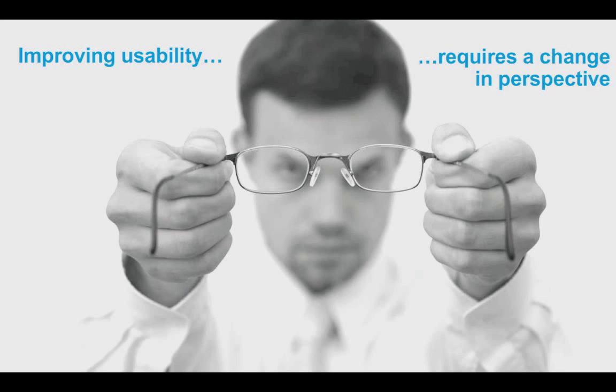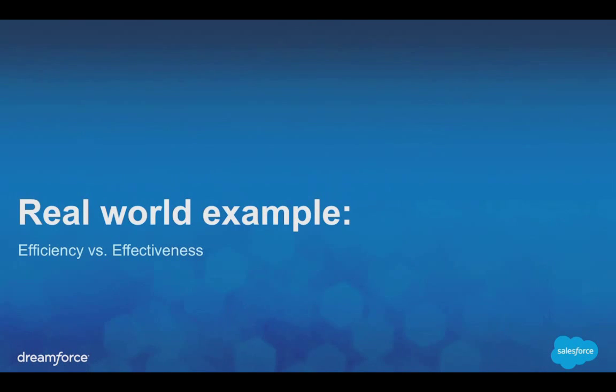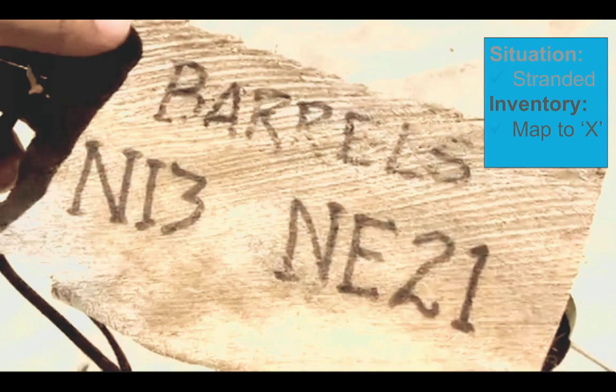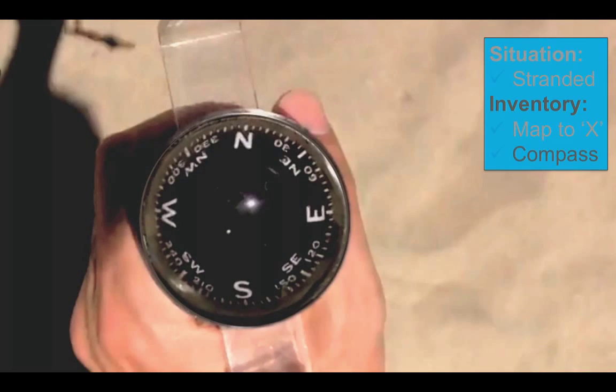All right. So in case that doesn't make sense, I'm going to give you a real-world example. I was pretty proud of this real-world example that I found. Fortunately, unfortunately, you are all now stranded on a beautiful deserted island. Good news, there's a map. Good news, there's an X. And they've also given you a compass.